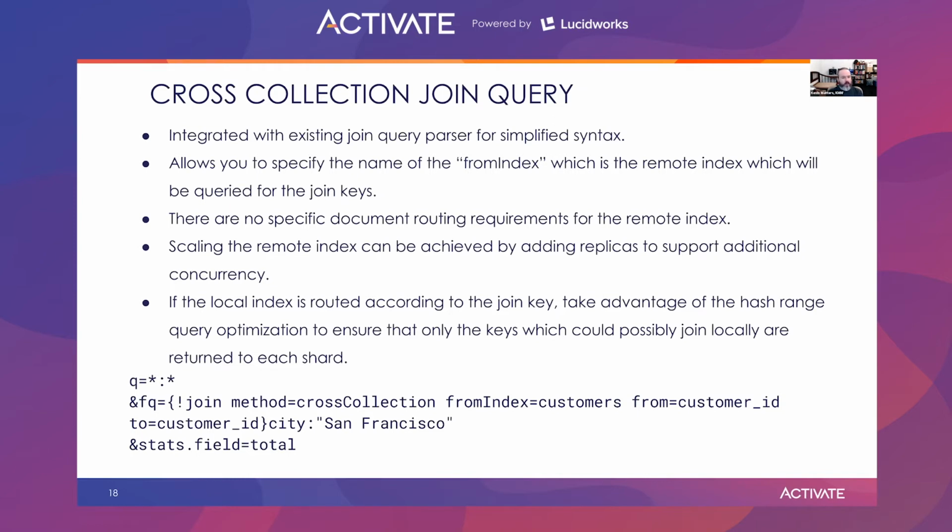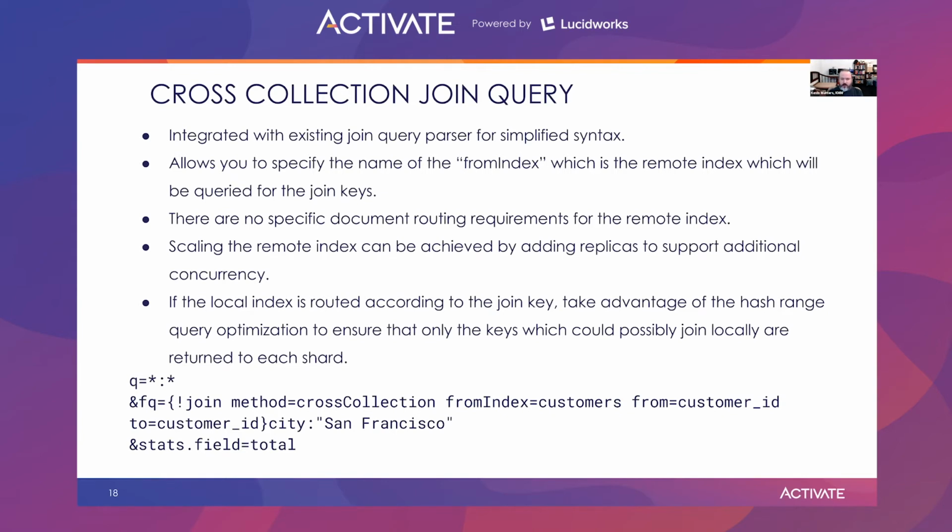In order to scale up the concurrency of the system, you can add replicas to the remote collection. And this will allow multiple shards to be able to query in parallel against that remote collection. And if you have the ability to route the local index by the join key, you can take advantage of a massive optimization that we added into it. We'll talk more about that in just a little bit.